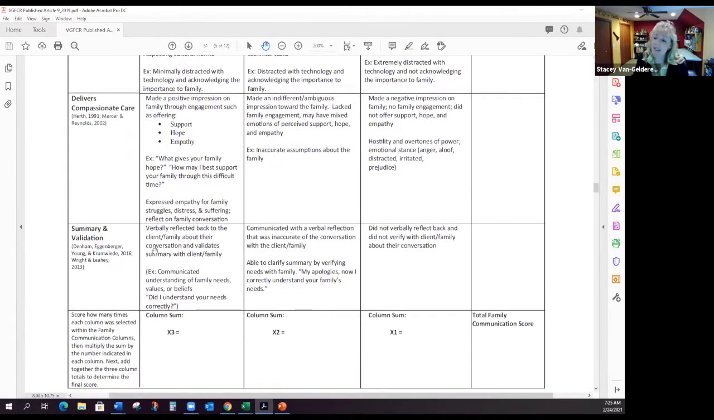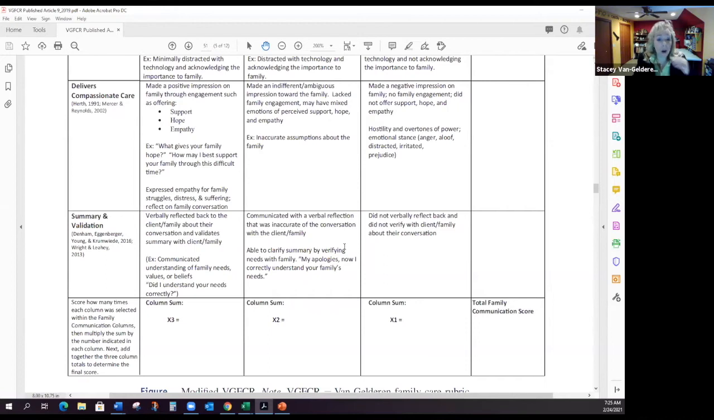And the summary and validation, now this was the add-on that this new group of 7 researchers felt needed to be added. In the 2016 study, it was not there. We had 11 constructs, and this was a new one measured for the 2019 study. It's about, once we're done with our encounter with that patient and family in the room, encouraging healthcare staff to verbally reflect back what you heard and what the conversation was about, so we're all on the same page, and say, when I leave the room, I'm going to do this, I'm going to follow up on this.